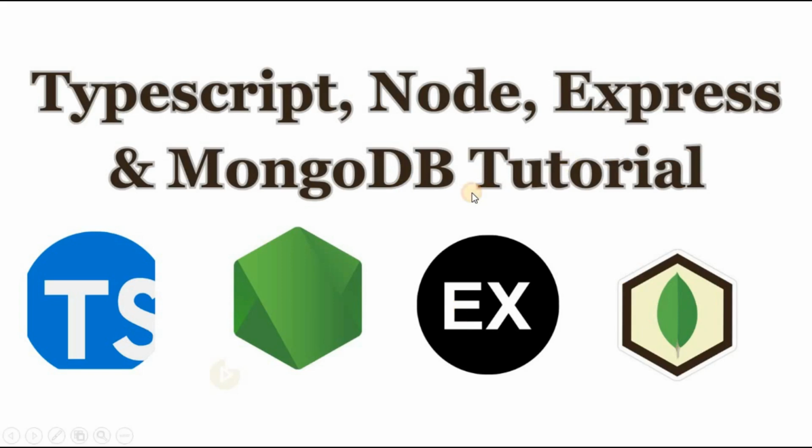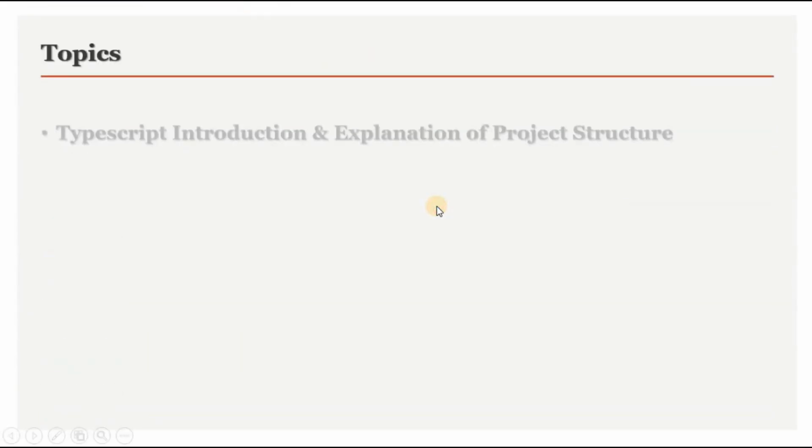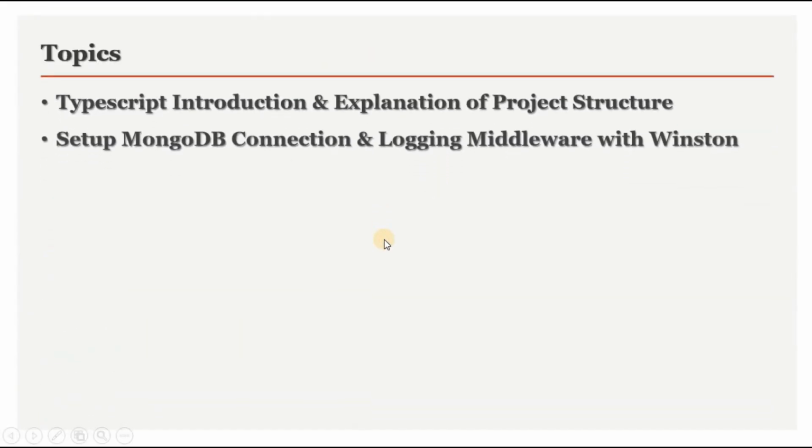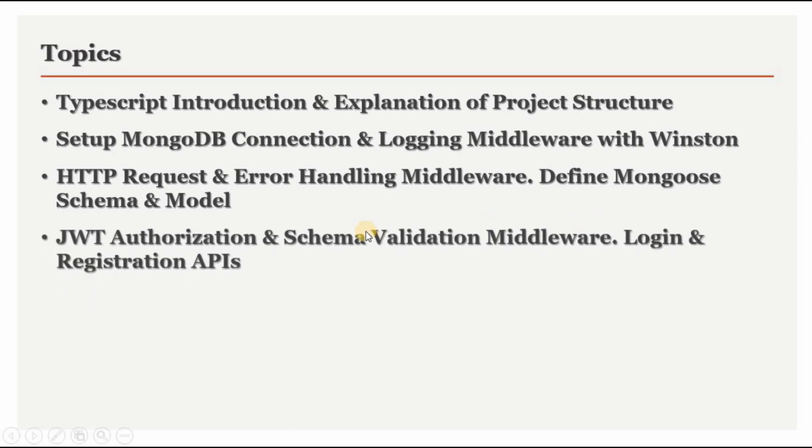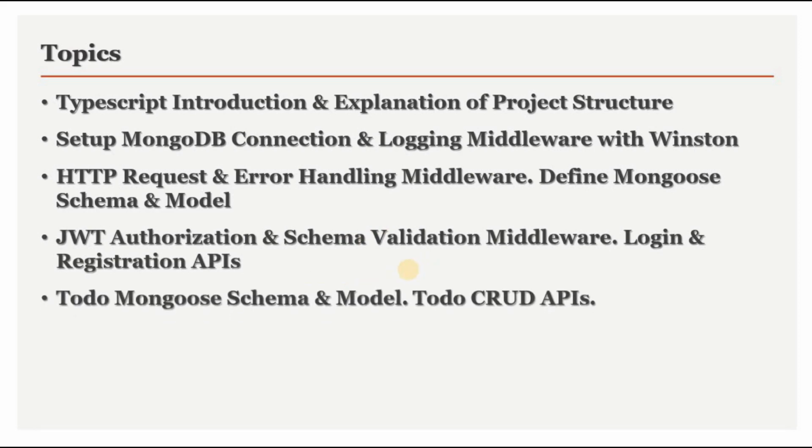So in this tutorial, we have already seen the introduction of TypeScript and an explanation of the project structure. We set up the MongoDB connections. We added HTTP request error handling middleware and the login and registration API with JWT authorization and schema validation. The same we added for the to-do with schema validation and authorization, and the create, read, update, delete APIs.